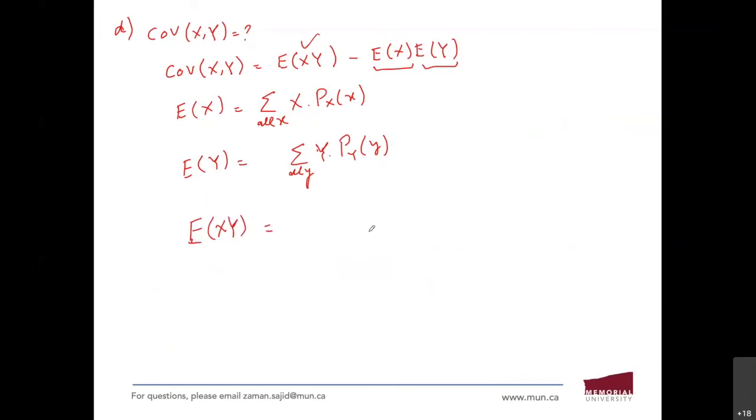This is equal to the product of X and Y multiplied by the joint probability distribution of X and Y, because there are two variables, we sum over both, all x and all y.